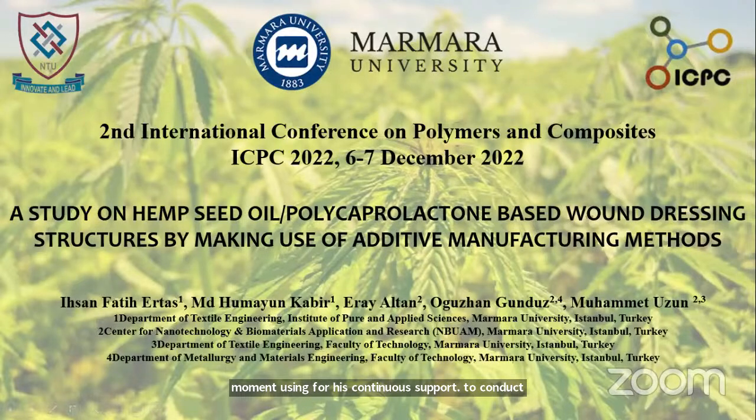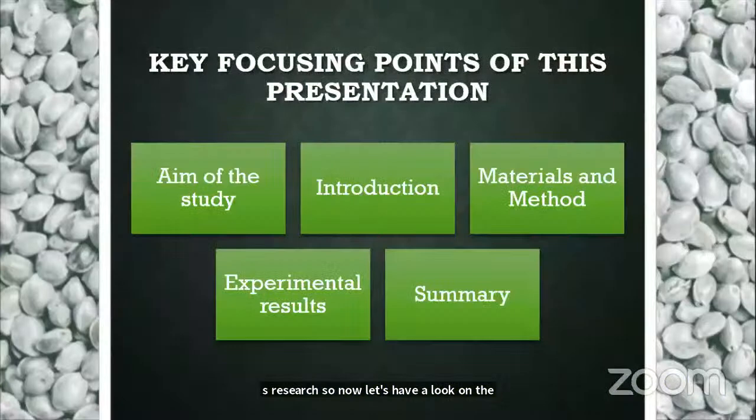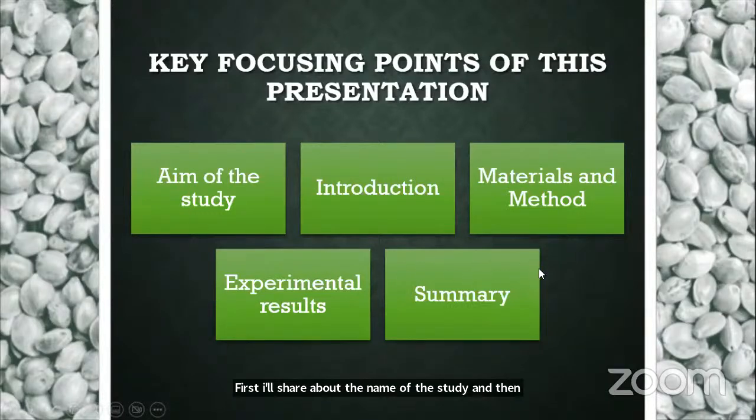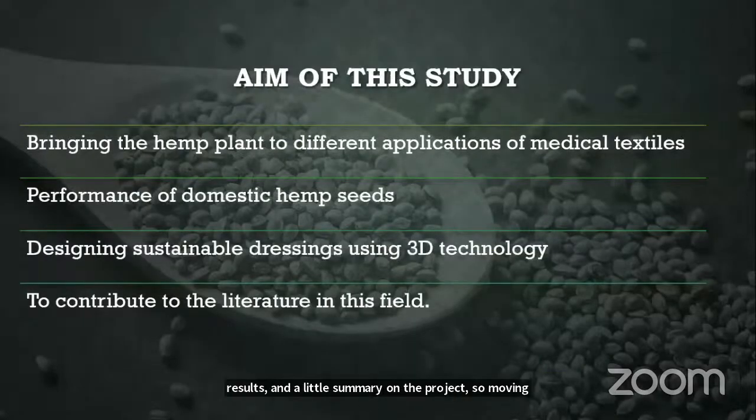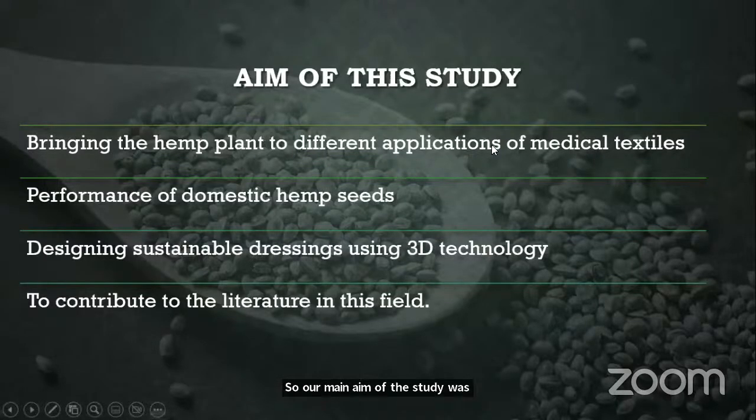So now let's have a look at the key focusing points of this presentation. First, I'll share the aim of the study, then the introduction, materials and methods, experimental results, and a little summary of our project. Moving forward to the aim of the study: our main aim was to bring hemp plants to different applications of medical textiles, how hemp can be used for medtech as a technical textile, and also to find out the performance of domestic hemp seeds. We tried to design a sustainable dressing using 3D technology. And finally, our main aim is to contribute to the literature in this field.